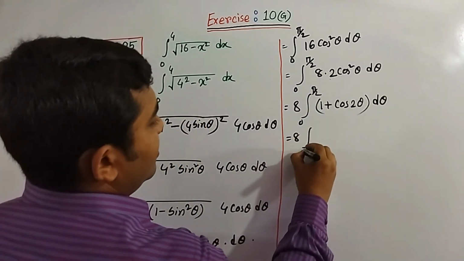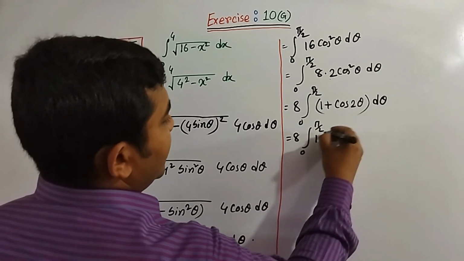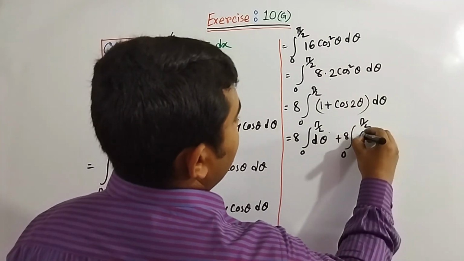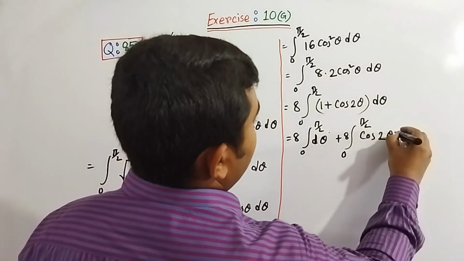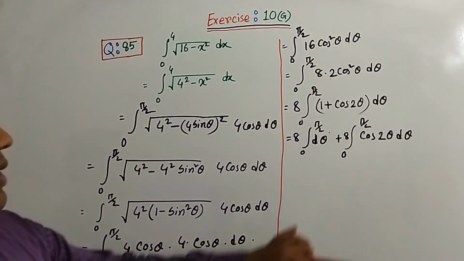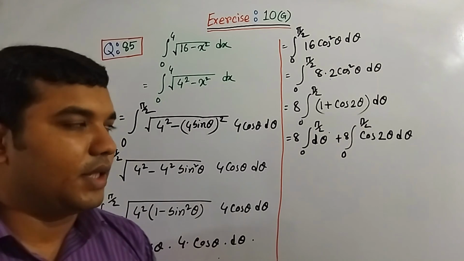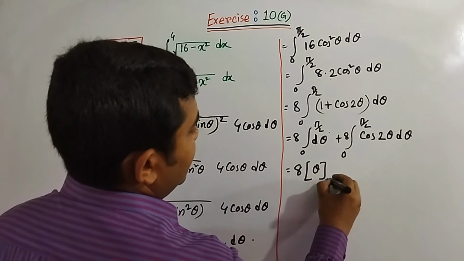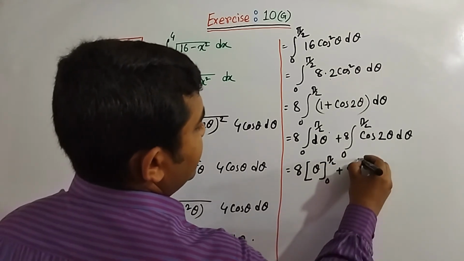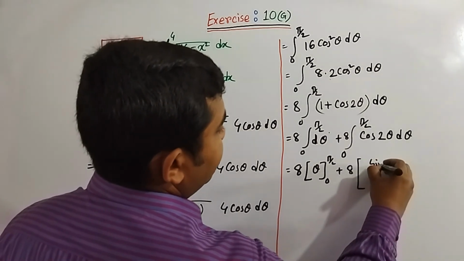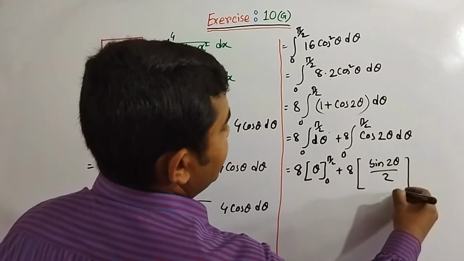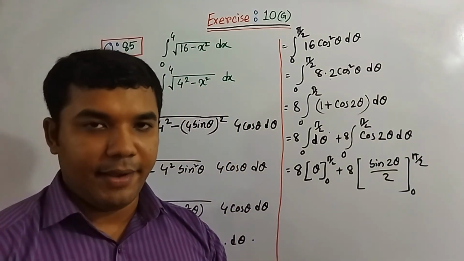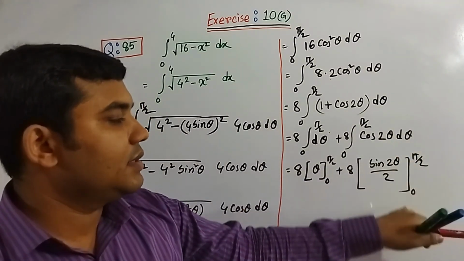So here 0 to pi by 2, 1 d theta, I mean it is only d theta, plus 8 times 0 to pi by 2 cos of 2 theta d theta. We have separated this integration sign into two parts. Here we get 8 theta from 0 to pi by 2 plus 8, and here we actually get sine 2 theta over 2, because it is the basic formula. You know that the integration of cos ax is sine ax by a. Here the value of a is 2.